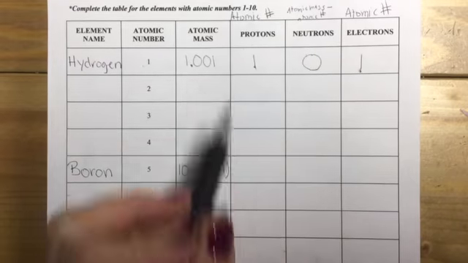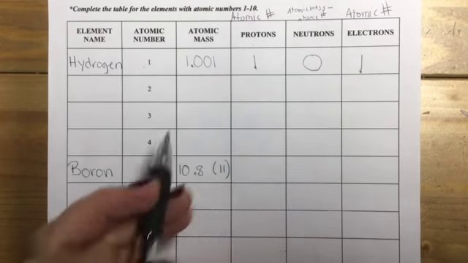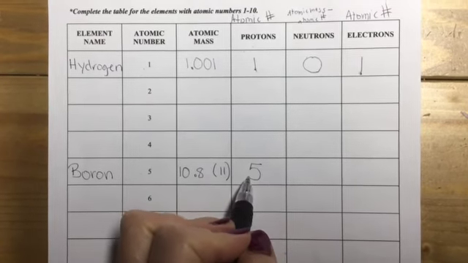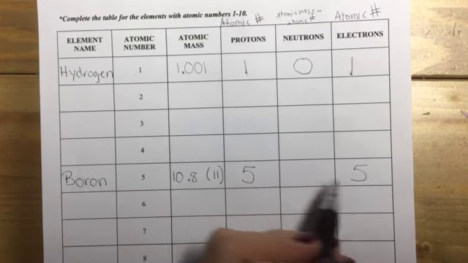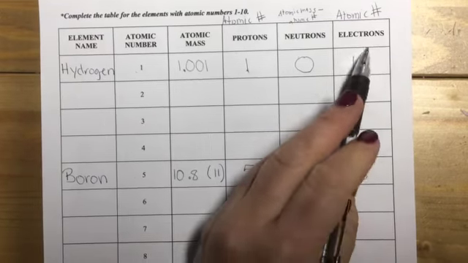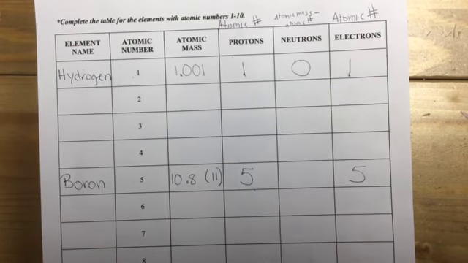So protons, all right, is equal to the atomic number. Should be 5. Electrons should also be 5. Remember that these two should always be equal, okay? Proton and electron are equal to each other, positive and negative, okay?